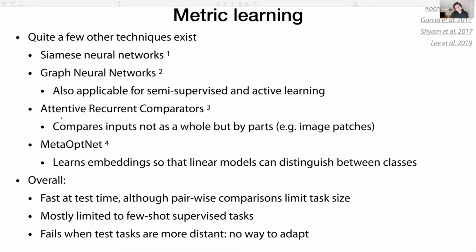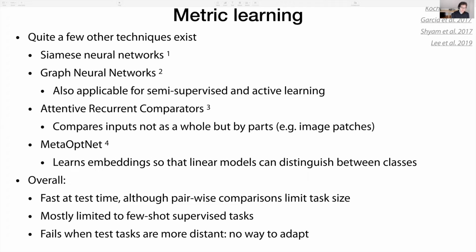Another approach is attentive recurrent comparators. So the main idea is that if you have an image A and image B, instead of comparing them directly with each other, you look at patches. Just as a human would look at certain aspects of the images, it does something like that. It looks at patches and sees if these patches match some patches in the other image. So it uses attention and the context. There's also a model called MetaOptNet. And in this case, you learn an embedding specifically to then use a linear model to distinguish between classes.